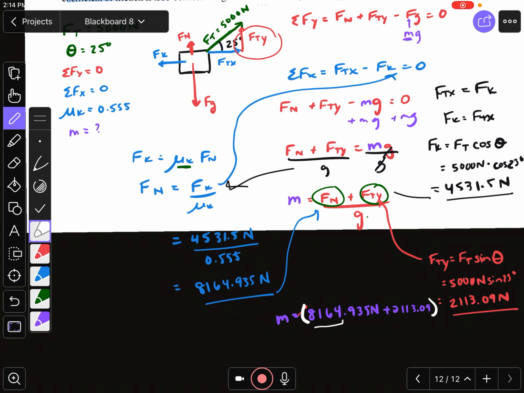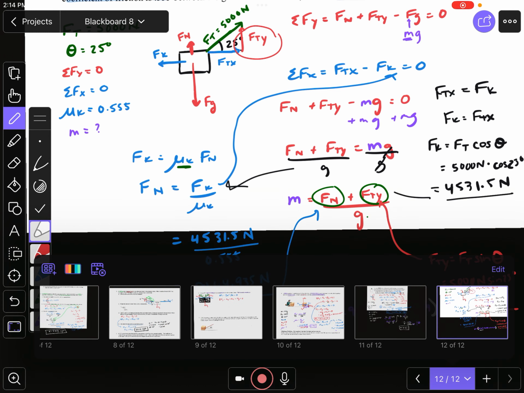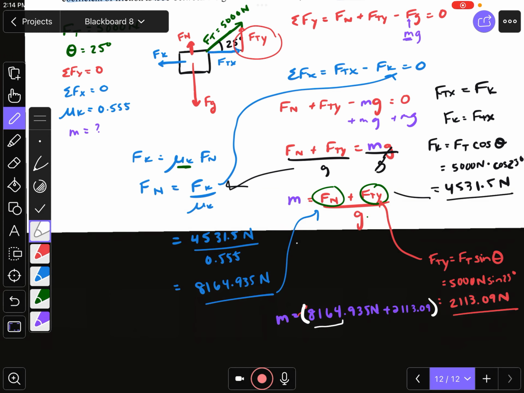And I'm going to divide this. Oh, gosh, sorry. There we go. Divide that by 9.81 meters per second squared. Oh, I forgot my unit here.